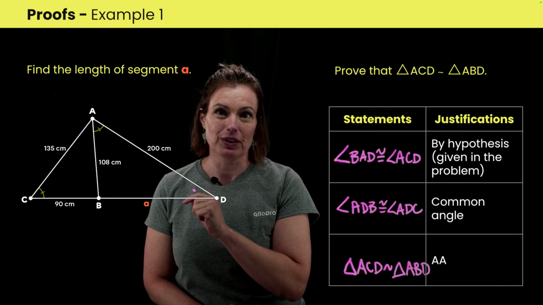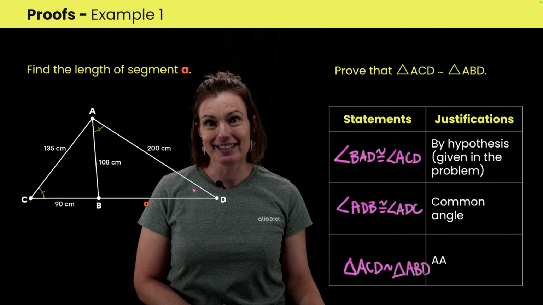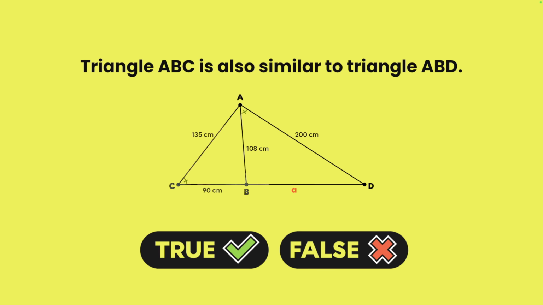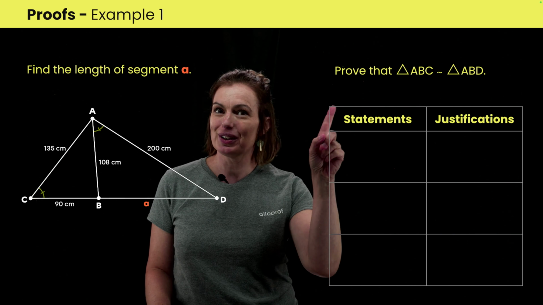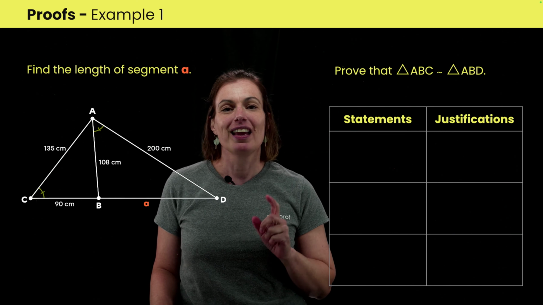Now, before we go any further, I have a question for you because I'm kind of curious about the other triangle involved here. So my question is, true or false? The triangle ABC is also similar to triangle ABD. So rather than answer that question directly, we're going to see if we can prove it ourselves.